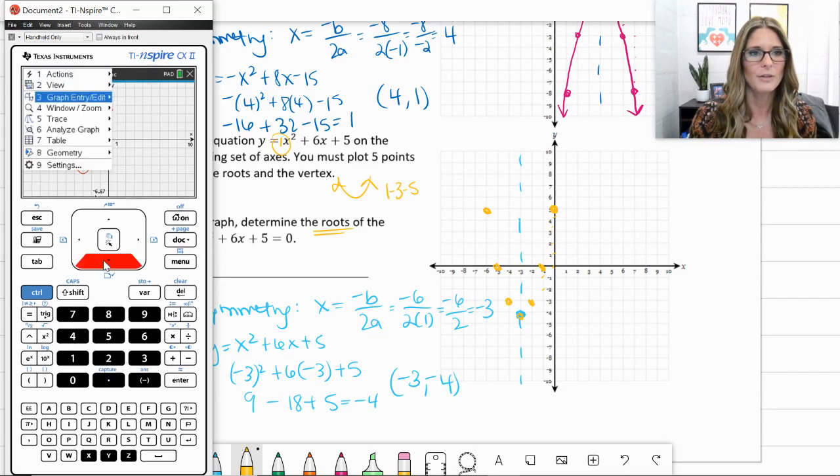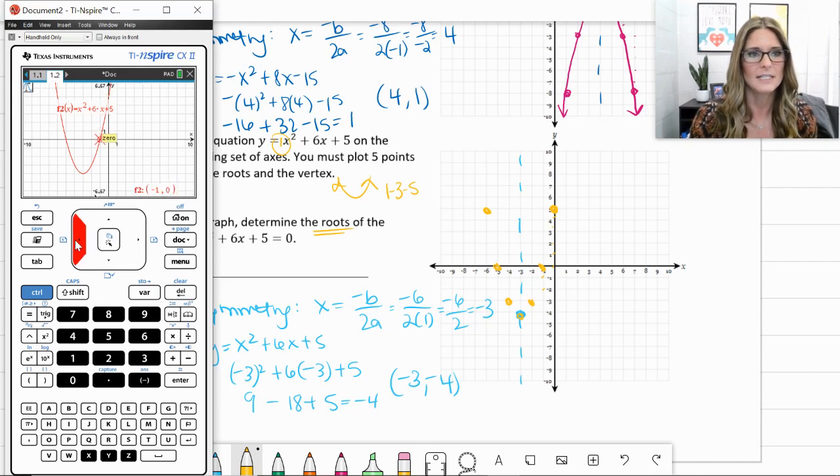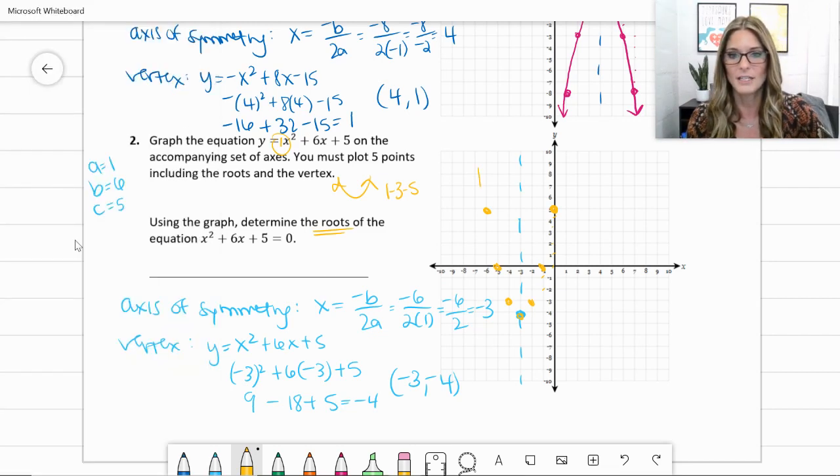I'm going to do graph trace. And let's slide to the left here. Let's see. Our zero, we've got a negative 1, 0. I plotted that already. Our minimum, which is our vertex, negative 3, negative 4, we got that as well. And then I slide over to this zero, negative 5, 0. So I've got all of those. Let me connect those points to make my parabola on my graph.